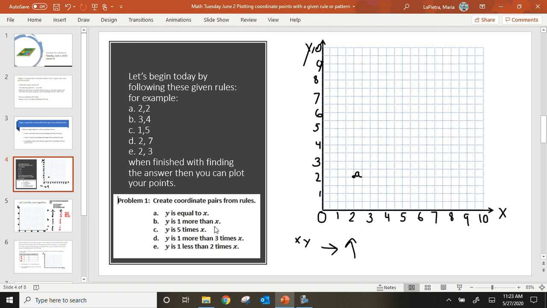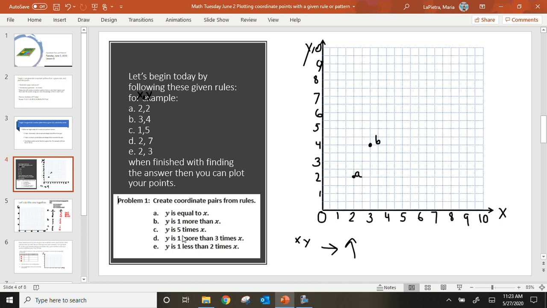B, y is 1 more than x. So y is the second one. I'm going to make x, and I'm going to make a y up here, separated with a comma, so we keep the numbers separate. Okay, so we have 3. Is 4 1 more than 3? It sure is. So I'm going to go plot over 3, up 4. And we're going to label that B.